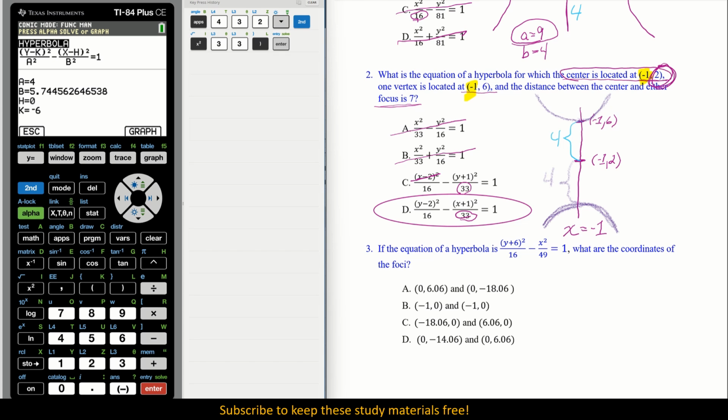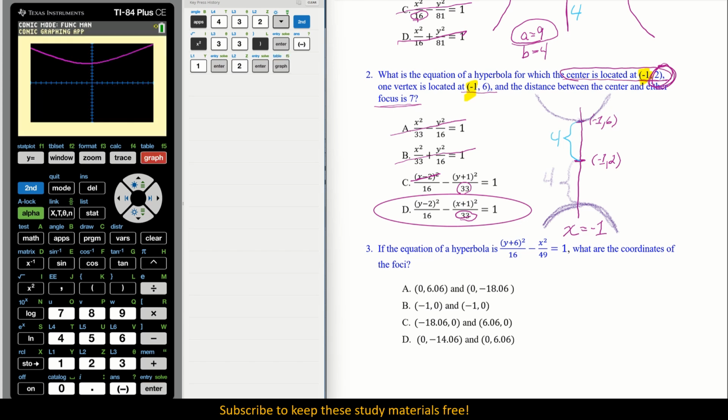And now we look over and we see that our H is -1, and then we enter, and K is 2, and now we enter and graph. And that looks like what our graph should look like. Now, you may still be asking, well, what about that 33? How we find that out is they told us. They gave us the hint.